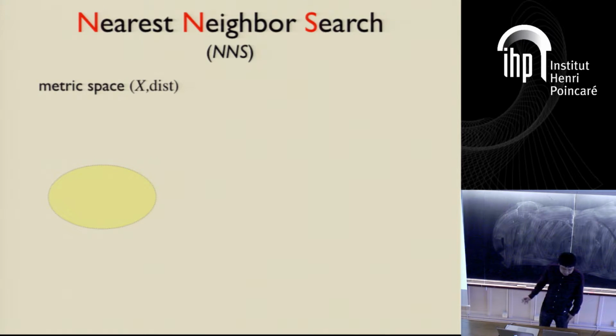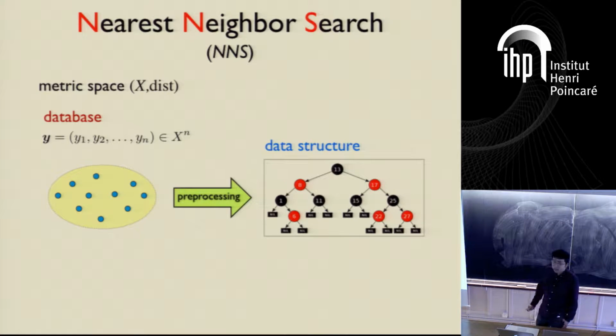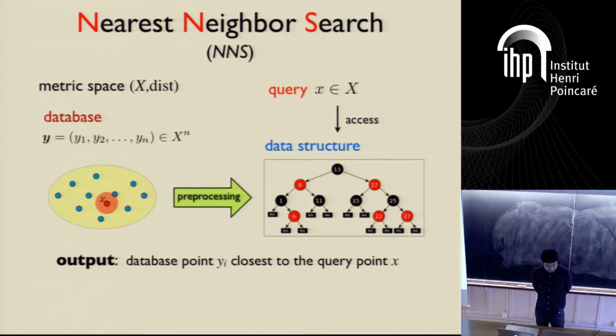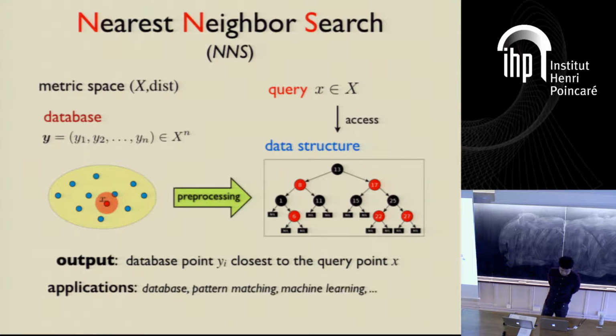So, okay, for nearest neighbor search, a fixed metric space and a database of n points from that metric space are given to pre-process into a static data structure. And at query time, a query point x is given, which is also a point from the same metric space. And we want to find the data point which is the closest to this query point. Okay, this is a very important problem in computer science.